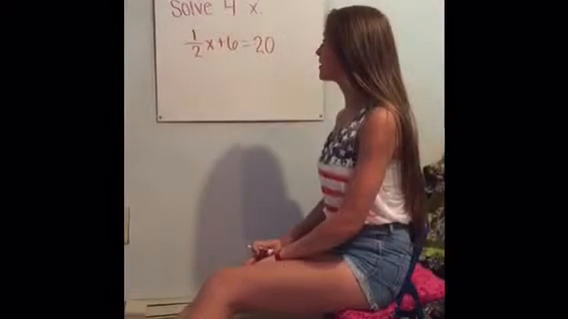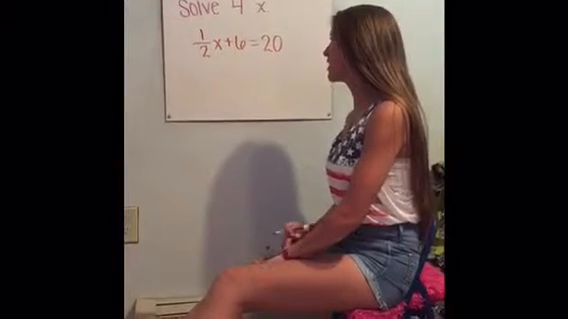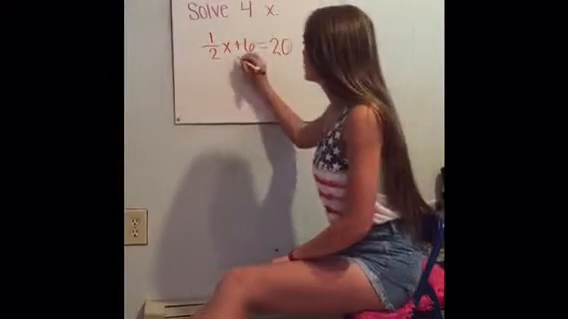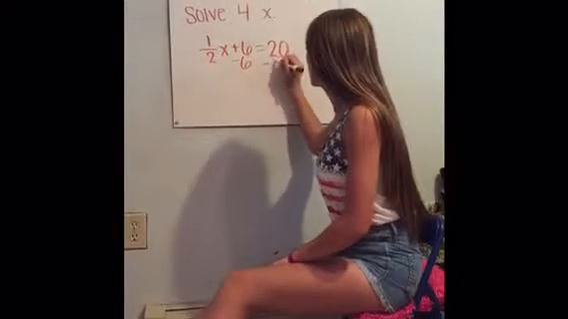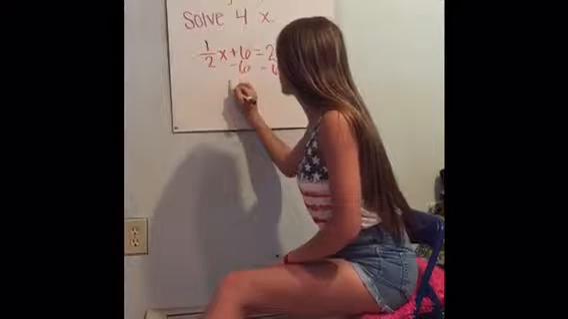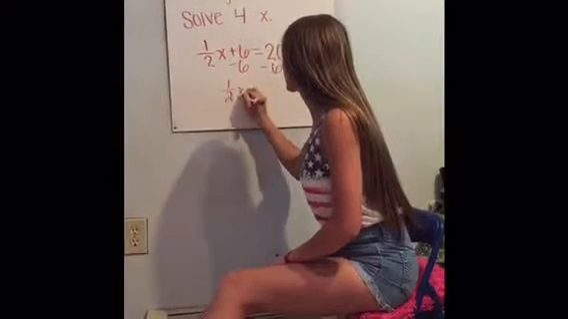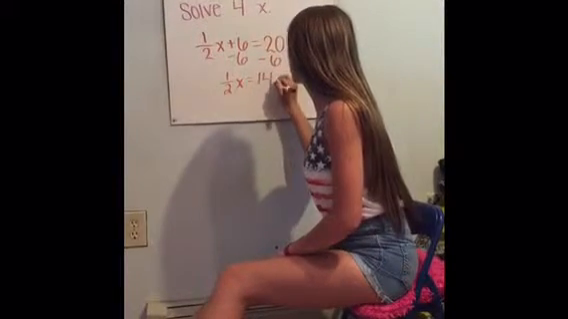So in this problem, you're still using division to get the answer in the end. And you start off the same way. You take the 6 and subtract it because you're adding it in the equation. And subtract it here. And you get 1/2 x equals 14.